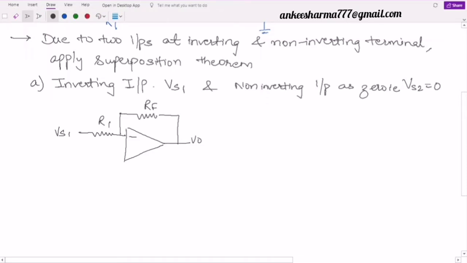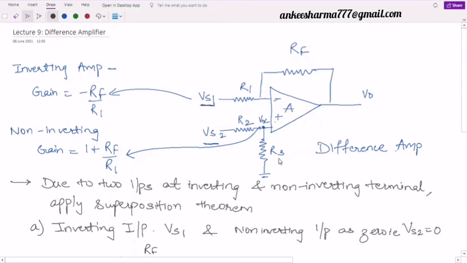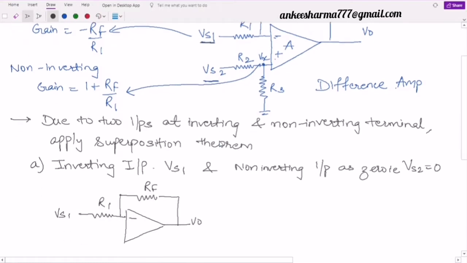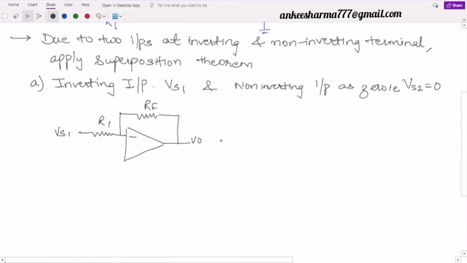Now, if you look at the non-inverting terminal, we have two resistors over here, R2 and R3, but my input Vs2 will be 0. It means I can ground it. So this is R2, this is R3, and I will make this Vs2 equal to 0. I will write here Vs2 is equal to 0. Now, it is easy for me to calculate.